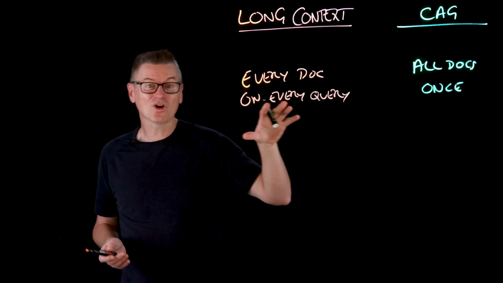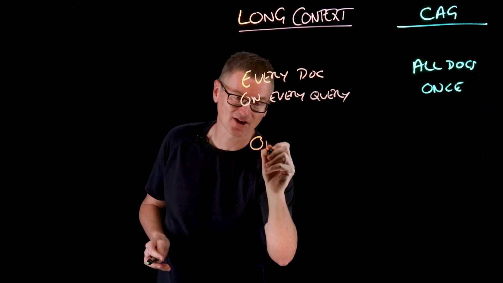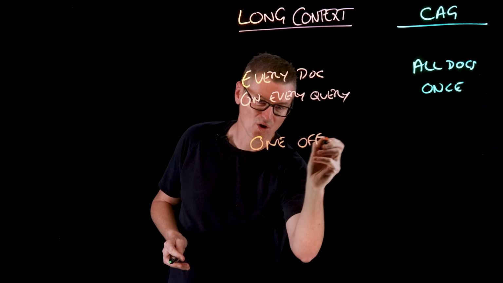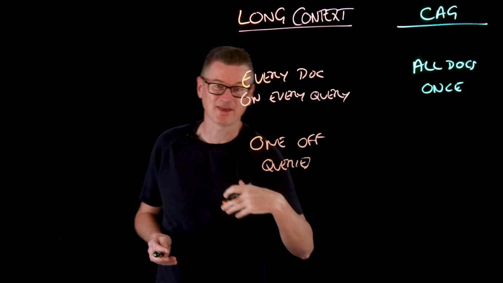Now, long context is also a really good fit for a specific type of query, and that is one-off queries, where we just call something one time. So analyzing a single document, maybe answering a couple of questions about it. There's no point pre-computing a cache for something that's only going to be queried one time, whereas CAG is much better if those requests happen over and over.